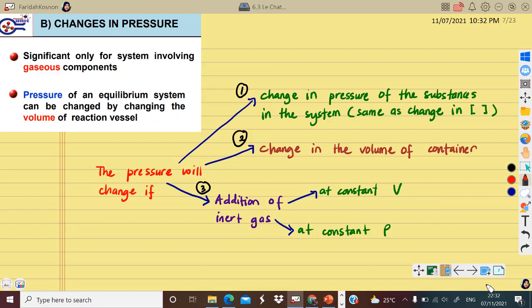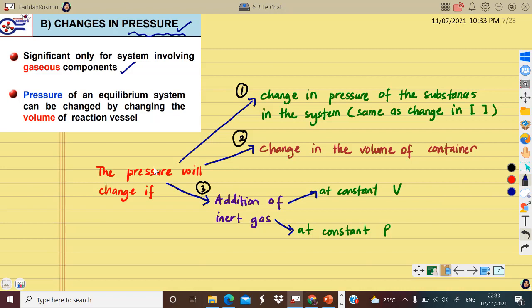Okay, so now we go to the next factor or disturbance, changes in pressure. Okay, perubahan ataupun gangguan yang disebabkan pressure of the system. Pressure ni adalah komponen sama ada reaktan ataupun produk dalam sistem itulah. So this effect only significant for the system involving gaseous components sahaja. Okay, jadi maksudnya macam mana sekarang ni changes in pressure ni akan mempengaruhi equilibrium position.